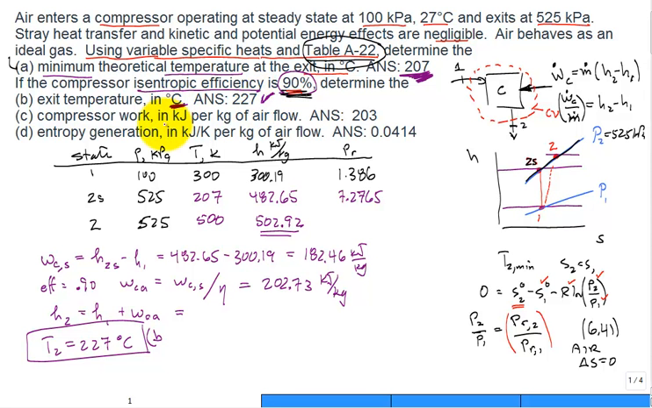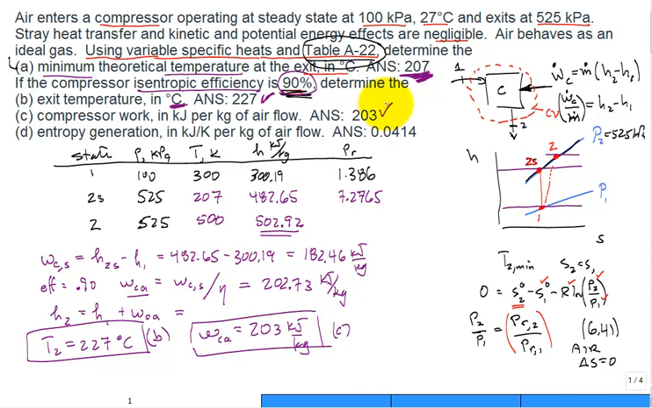And then part C, we already did the work for this. What is that actual compressor work? Well, it's right here. We just rewrite it. W compressor actual is 202.73. Let's give it three significant digits: 203 kilojoules per kilogram of air flowing through. So that's the answer for part C.